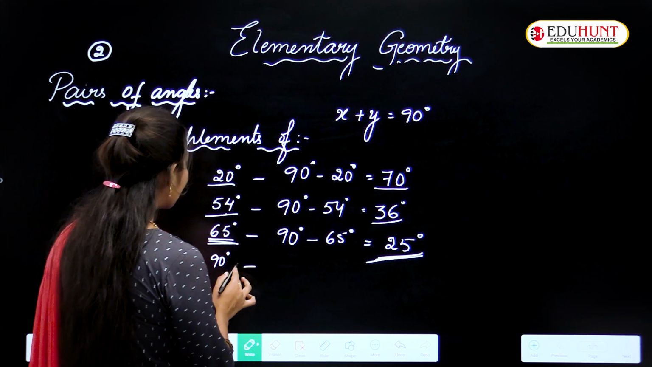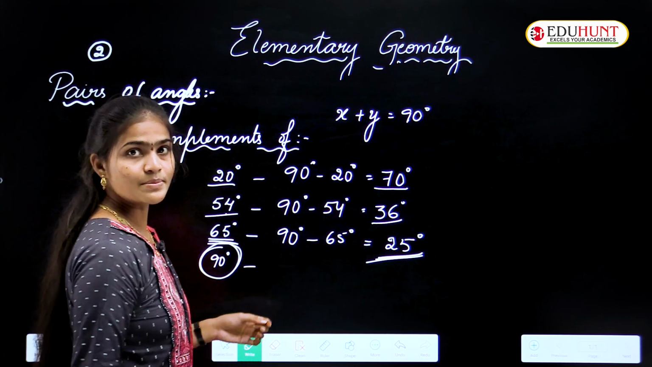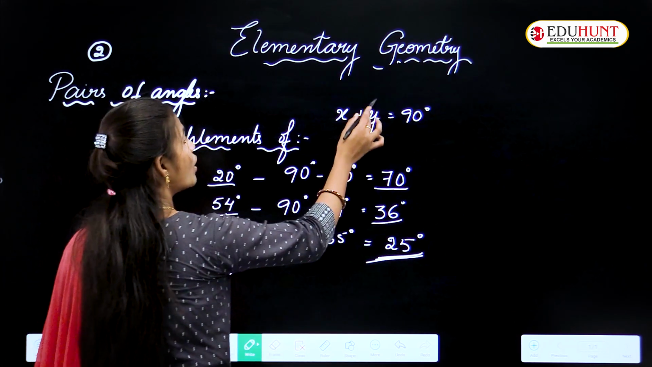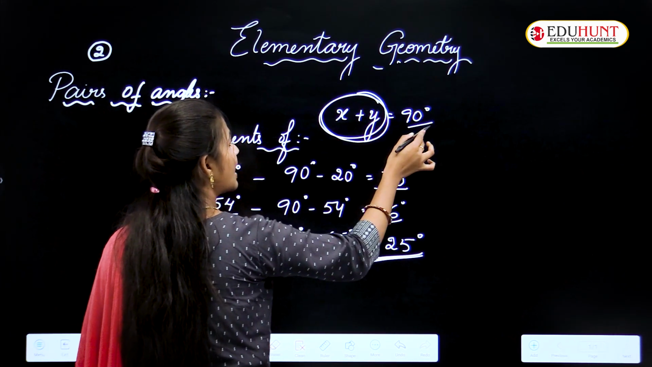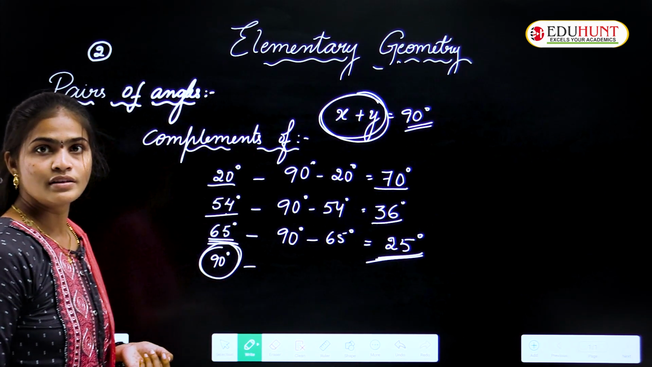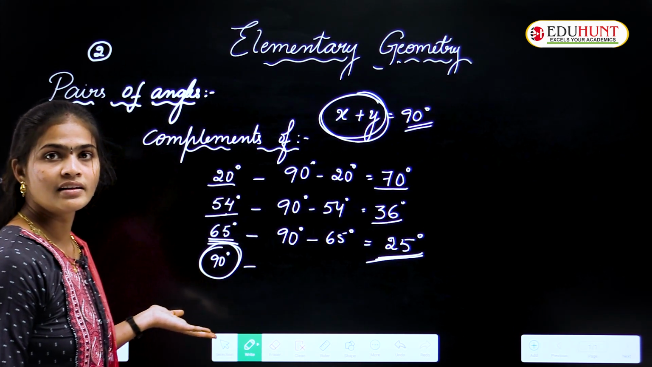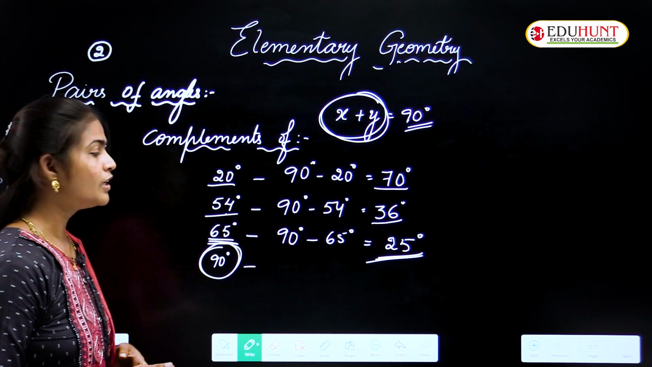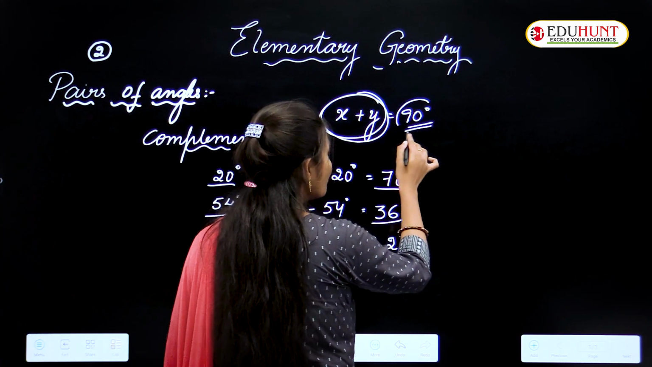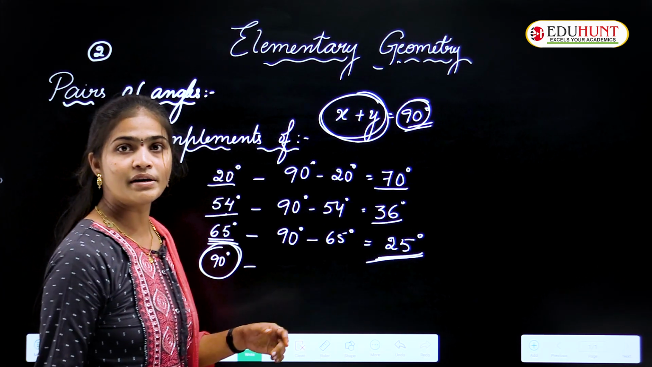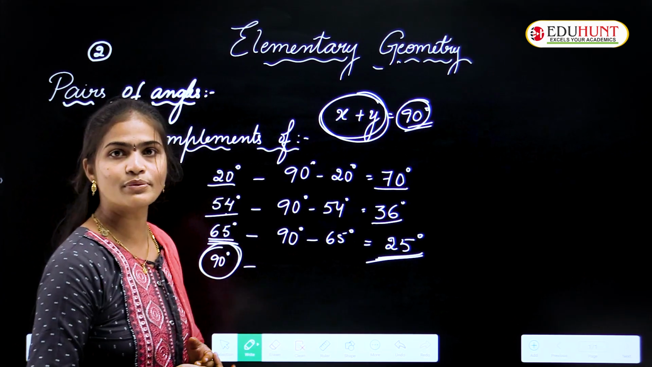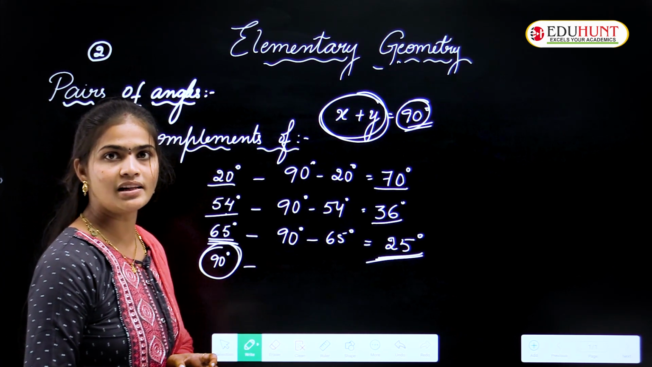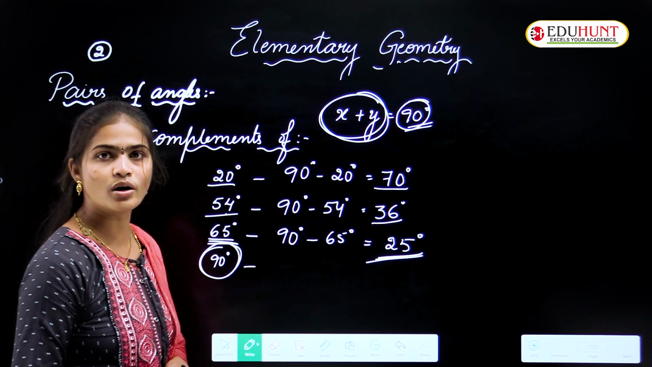Next, 90 degrees. Observe this one here, they have given 90 degrees. And we know that the sum of two angles must be equal to 90 degrees. So which angle do we need to add here? Zero angle. Zero angle means, is there any angle formed here? No angle is formed. So the sum is only 90 degrees. But we are saying the sum of two angles is equal to 90, and here one of the angles is given as 90. Is it possible? That is not possible. That does not exist.